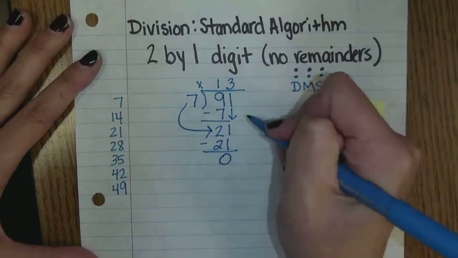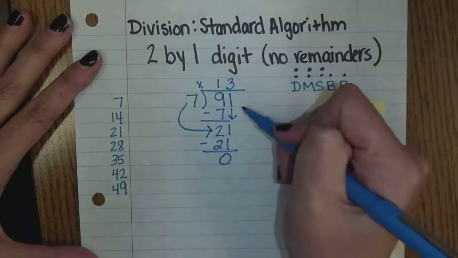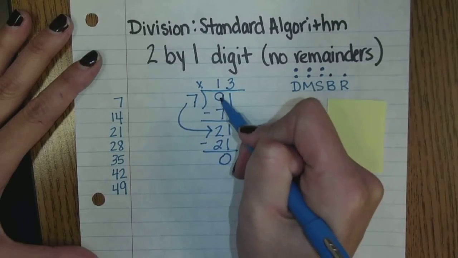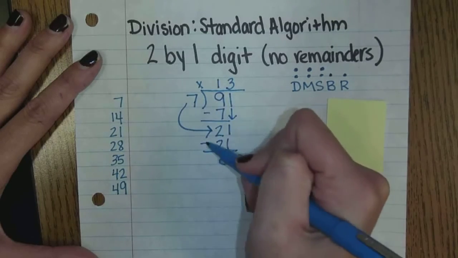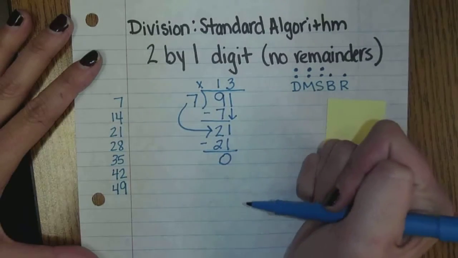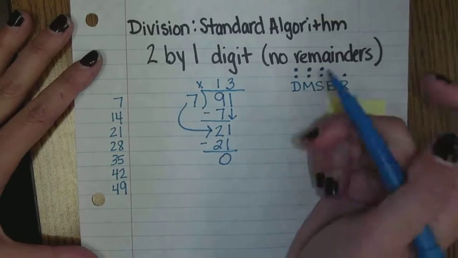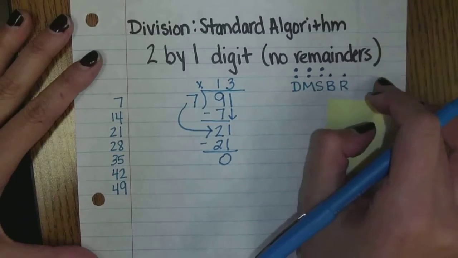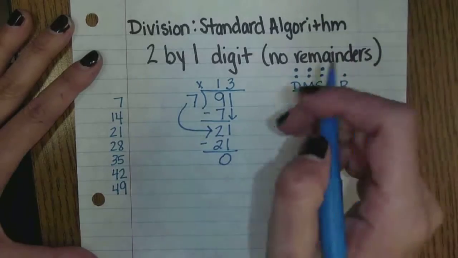I also tell the students to keep going. We look at the B to bring down. There's nothing to bring down. And since we started with a 2-digit number, we're going to subtract twice. Anything that we have left over is just going to be our remainder, and this problem has no remainder. So our answer will be 13.